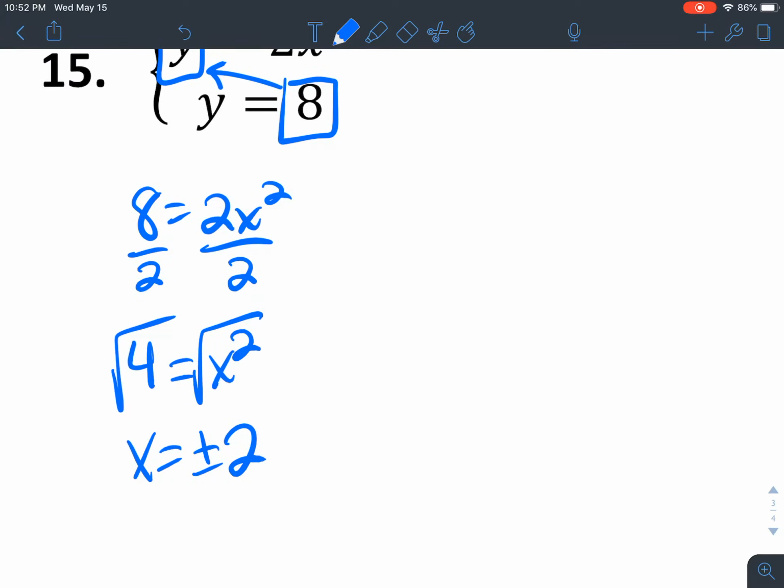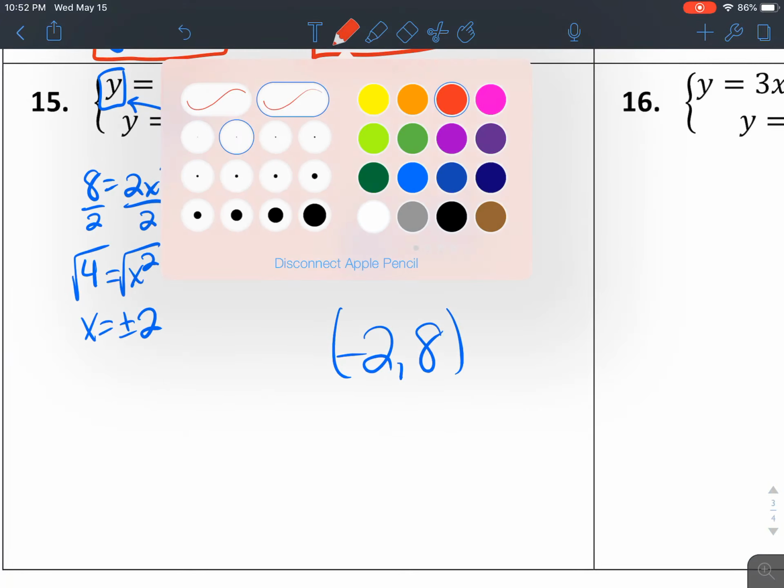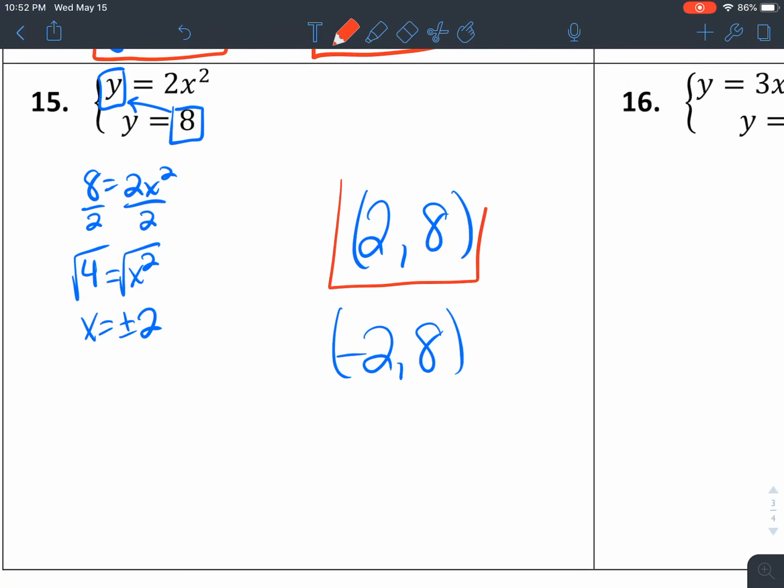So those are my two x values. I already know my y value. So just like that, with that little work, I know that positive 2 comma 8 and negative 2 comma 8 are my two solutions. You should be hoping for 4 problems just like that one. Unfortunately, you only get one like that.